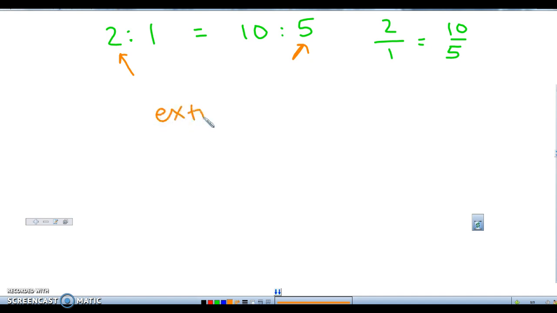So when I talk about ratios, let's say I have 2 to 1 is equal to 10 to 5. Those are in proportion to each other. And if we wrote this as a fraction, it would look like 2 over 1 is equal to 10 over 5. But we have some special language we use, especially when it's in the colon form. The outside numbers are called the extremes. So in our fraction, that's the numerator over here and the denominator over here.